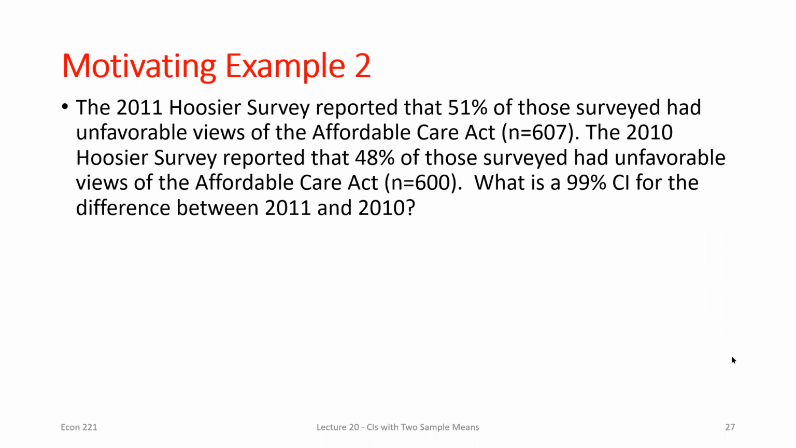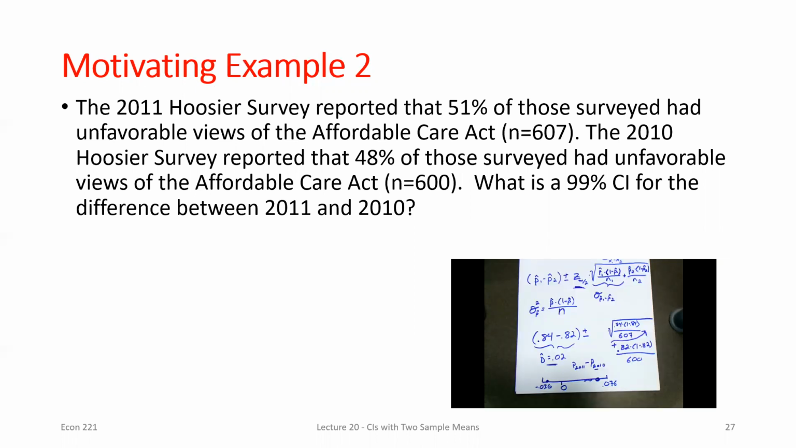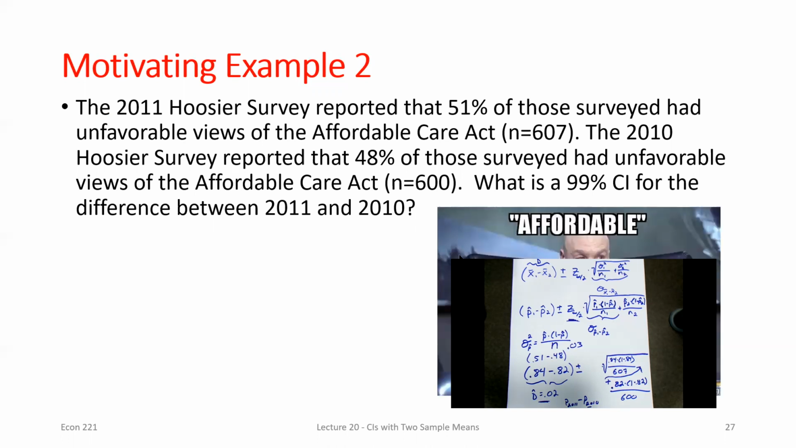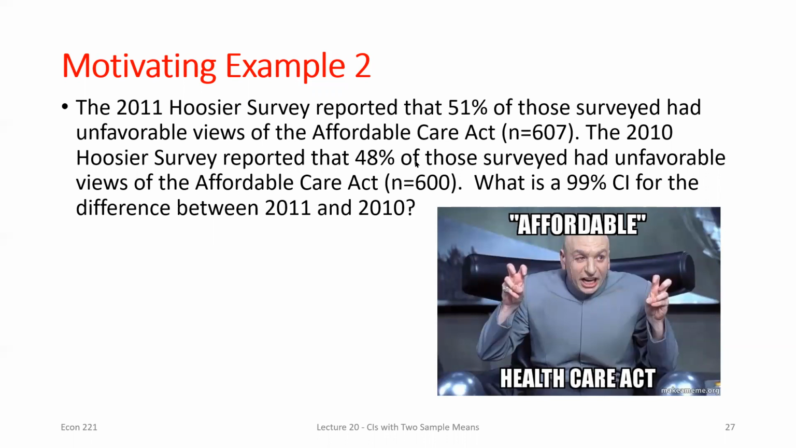So if we're thinking about what we're basing our confidence interval around now, 0.51 minus 0.48, we'd be basing it around 0.03. Okay. So we did see that the Affordable Care Act in this time period became more unfavorable. It's kind of a weird thing here. We're measuring how unfavorable this was, right? And then, right, the Affordable Health Care Act.